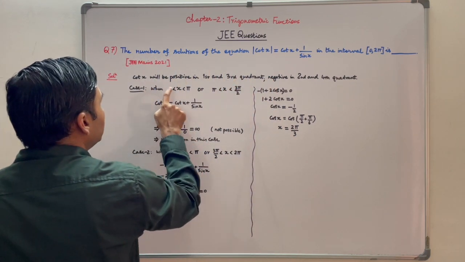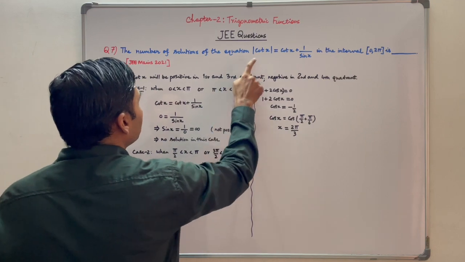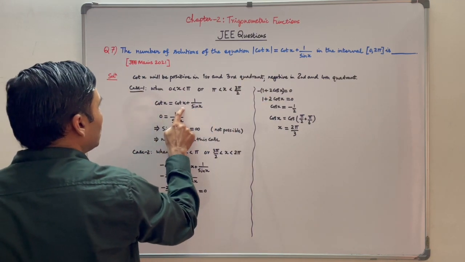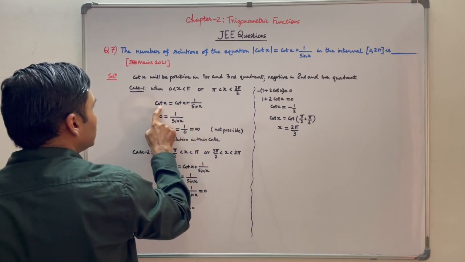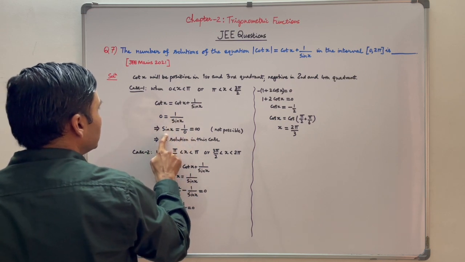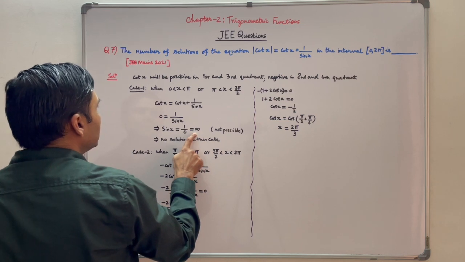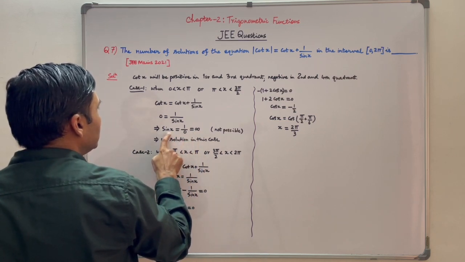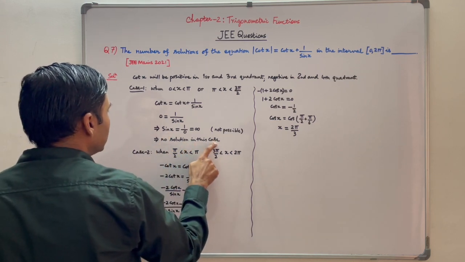Case 1: when x is in first quadrant or in third quadrant, then mod cot x is equal to cot x. So cot x is equal to cot x plus 1 by sin x. Cot x gets cancelled. So 0 is equal to 1 upon sin x, or sin x is equal to 1 upon 0, which is infinity. This is not possible as the maximum value of sin is equal to 1. So no solution in this case.